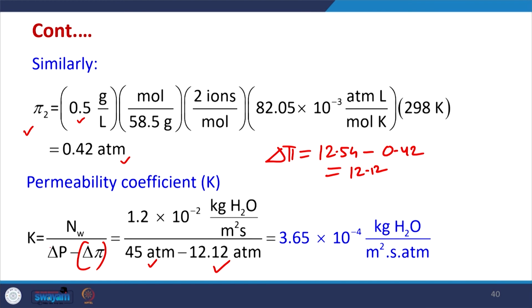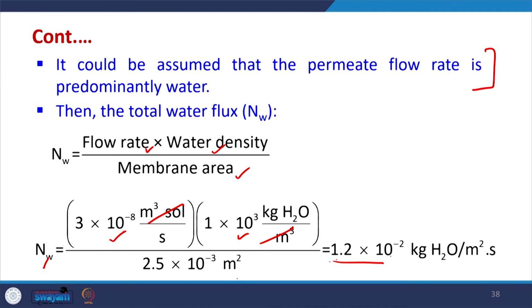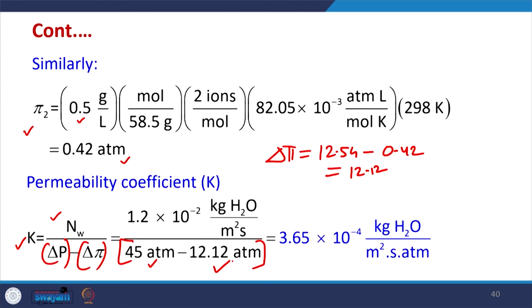Now 45 atmosphere has already been shown. If we subtract this from here, we get the net pressure difference which is applied, and if we know this, then we can find out the permeability coefficient, because the water flux is already known to us and we have calculated previously 1.2 into 10 raised to minus 2 kg H2O per meter square per second. If we perform this calculation, we can find out the permeability coefficient for the membrane that we are using. It will be 3.65 into 10 raised to minus 4 kg water per meter square per second per atmosphere. This is what we have to report for that RO membrane.